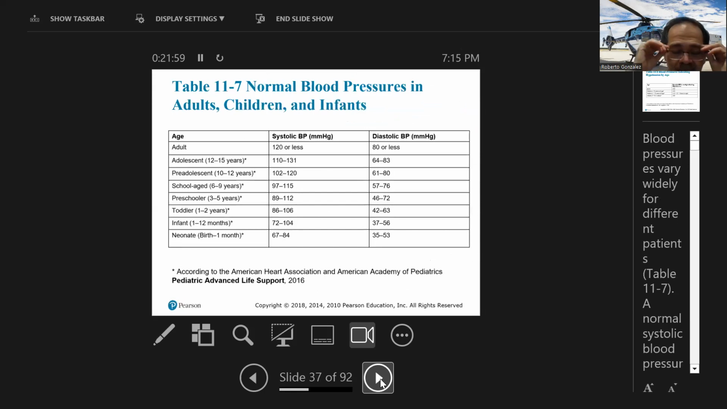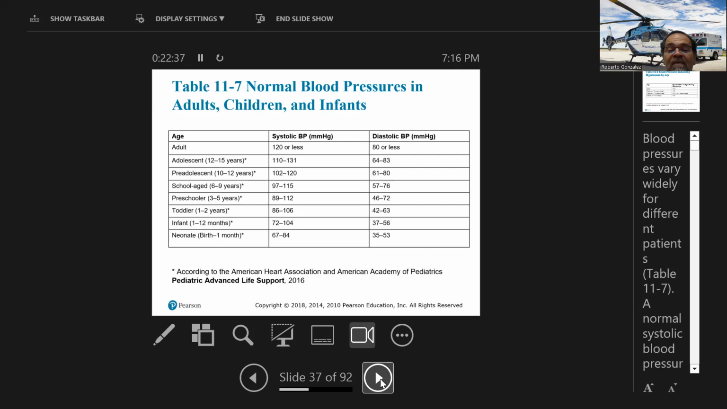Now, this is basically normal blood pressures by age groups. For adults, systolic blood pressure should be 120 or less, and diastolic should be 80 or less. Adolescents, systolic should be 110 to 131, and diastolic should be 64 to 83. School-age children, systolic should be 112 to 120, and diastolic should be 61 to 80.